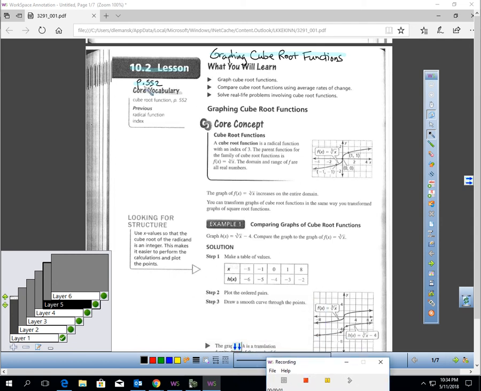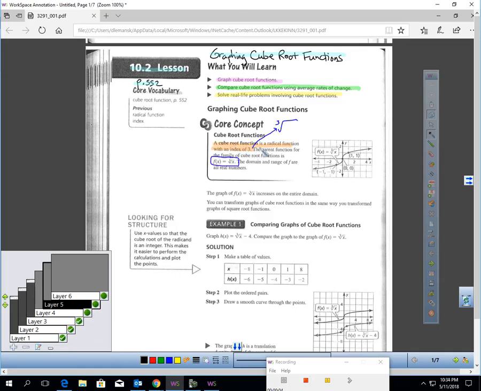Lesson 10.2, page 552, Graphing Cube Root Functions. In this lesson, you will learn how to graph a cube root function, how to compare a cube root function using average rates of change, and how to solve real-life problems involving cube root functions.